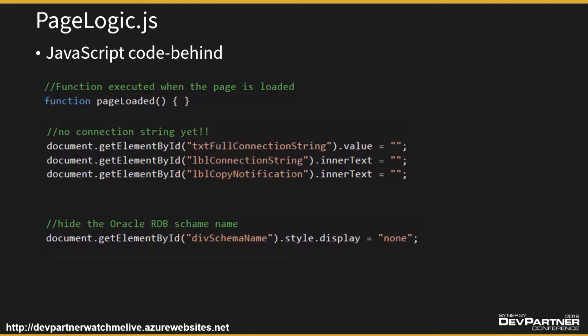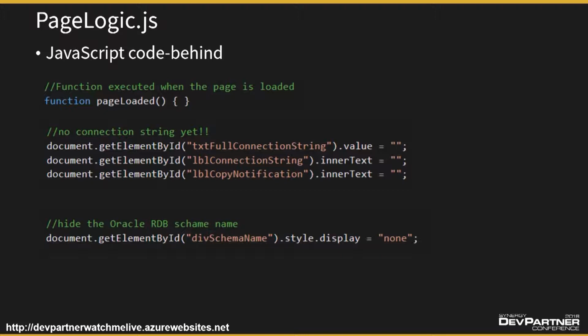So this is just a bit of the JavaScript that comes behind, our code behind. We've called it pagelogic.js, and that's what gets loaded by the HTML. And this is where we can control what you see and what the user is allowed to input into, and what the connection string ultimately looks like.